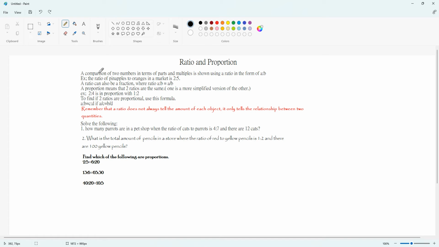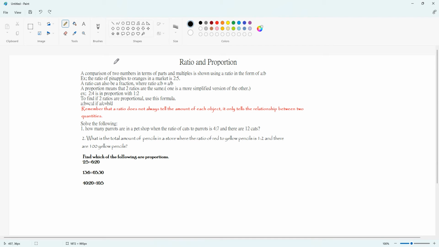So, a ratio is practically a comparison of two numbers in terms and parts of multiples, and it's usually in the form of A is to B. So, I'll give you an example of this. For example, the ratio of pineapples to oranges in a market is 2:5. That practically means that for every two pineapples in the market, there are five oranges.